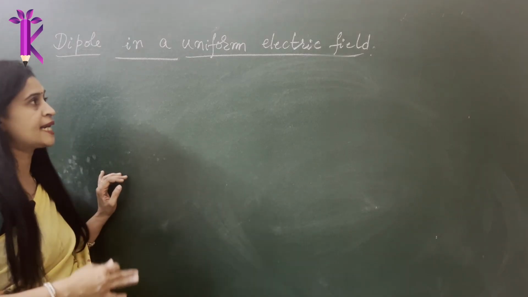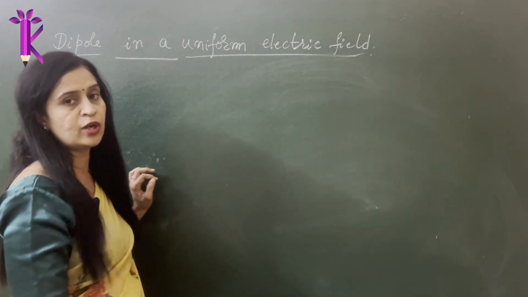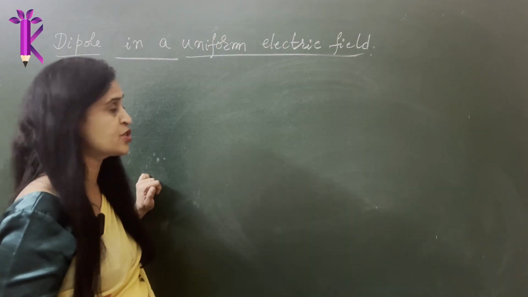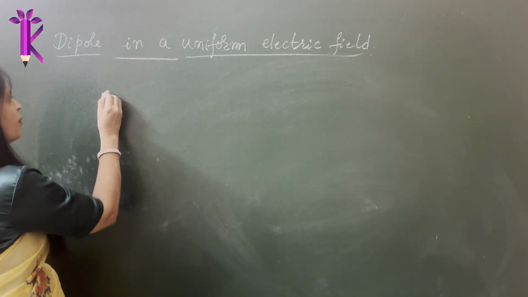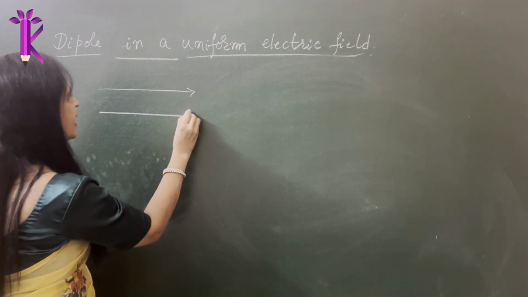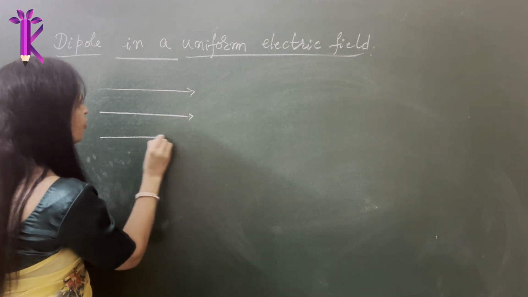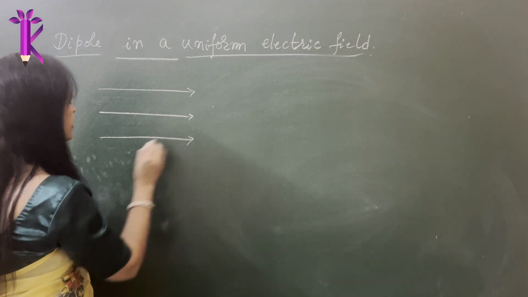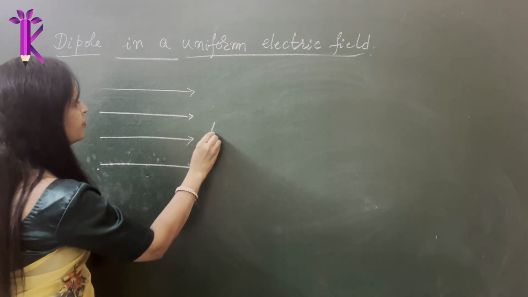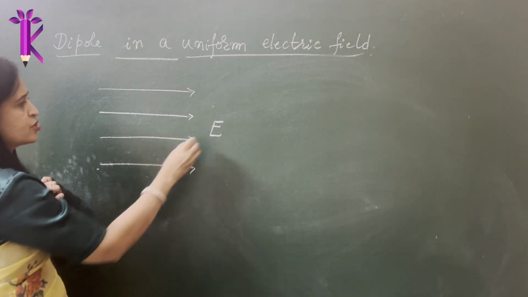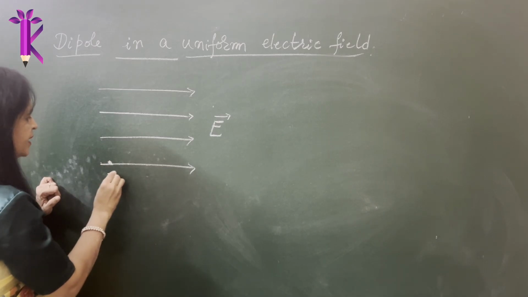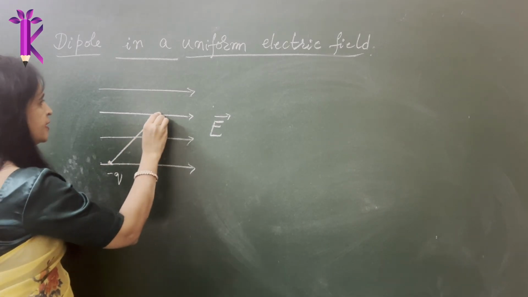Okay, now it's time to calculate what will happen if you keep a dipole in a uniform electric field. We will arrive at the expression, and it is very interesting conceptually as well. So how do you represent a uniform electric field? A uniform electric field is represented by straight lines which are parallel to each other and also equidistant from each other. So let us assume this is the uniform electric field in which the dipole is placed. This is the direction of the electric field. So imagine you are placing the dipole here. So this is minus q and you are placing it here plus q.